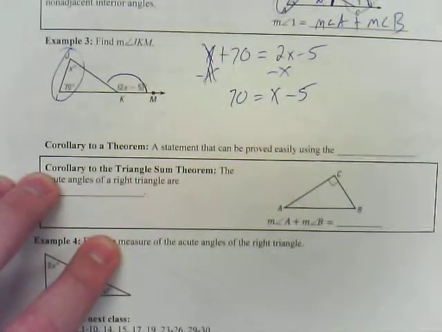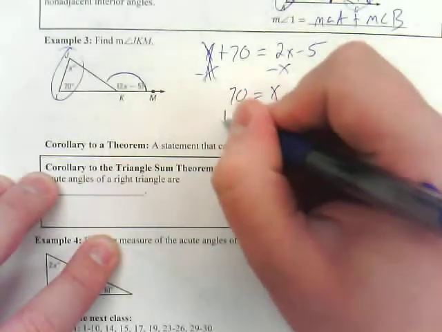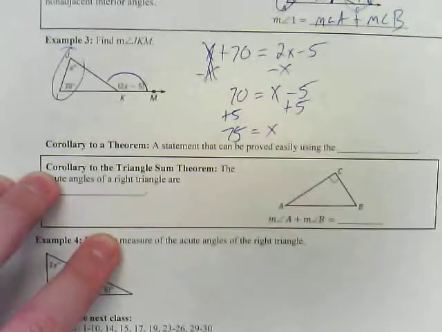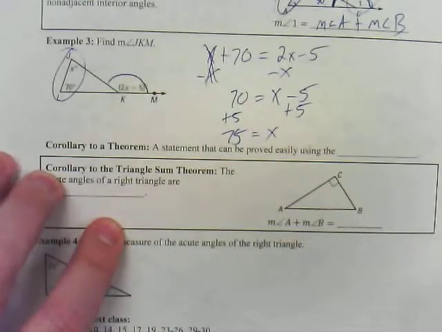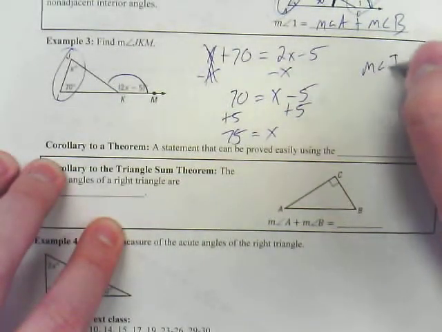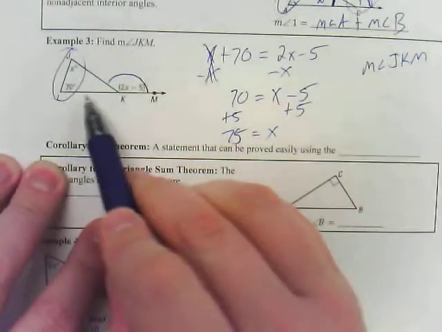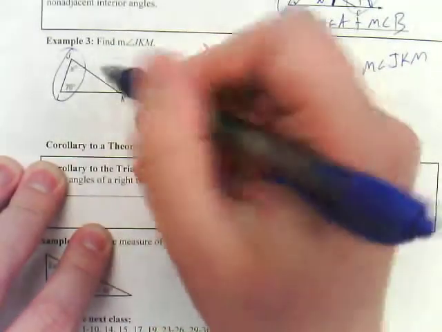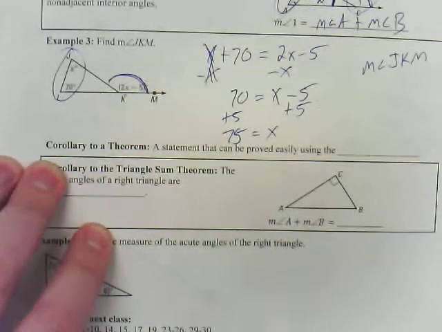And then get everything without a variable over to the left side. I can do that by adding 5 to both sides. And I get that x is equal to 75. Then to find the measure of angle JKM. Well, JKM is this one right here. I'm sorry, JKM is this one right here, the 2x minus 5 angle.